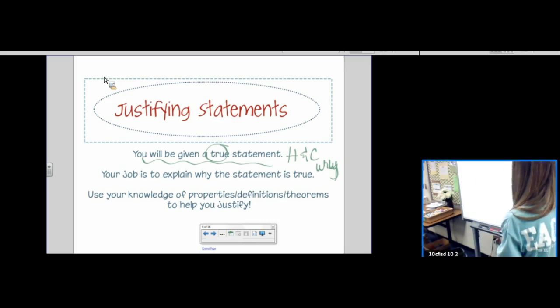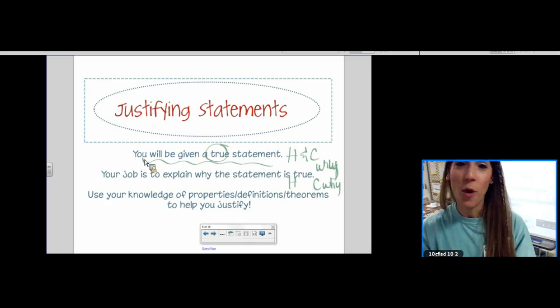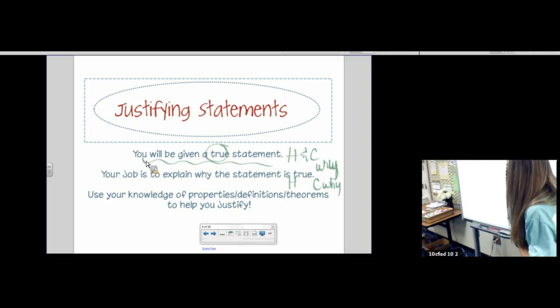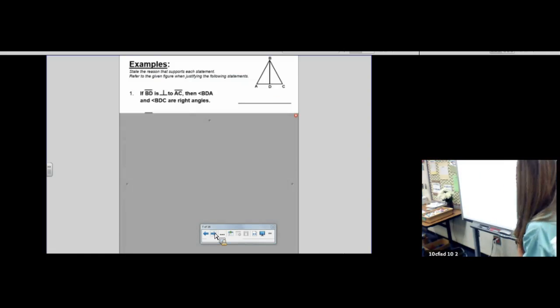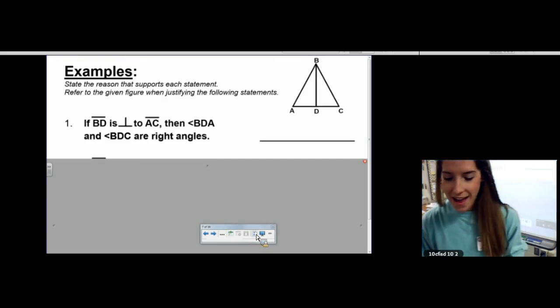Tomorrow, I'll give you a hypothesis only. You'll give the conclusion and the why. And then after that, you'll just do a whole proof yourself. And you won't be given a hypothesis or the conclusion. You'll come up with all of the statements yourself. Still taking baby steps.